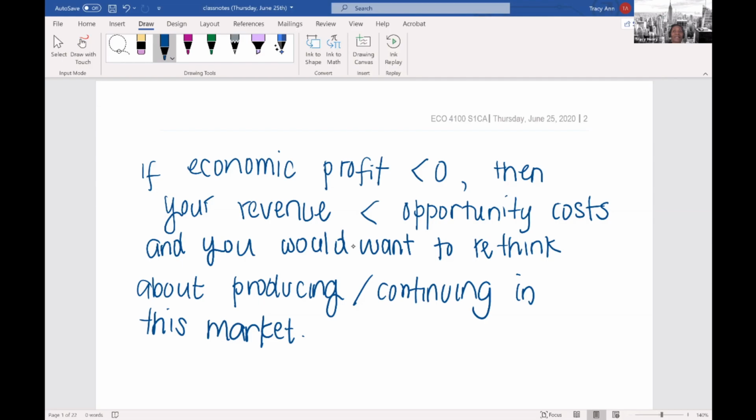But the point that I want to make is that because your revenue is less than your opportunity cost, this is not something that you want to persist. It's not sustainable, it's not something you want to continue with into oblivion. Because you went into the business to maximize profit, so that means you went into this business foregoing other opportunities because you want to maximize your profit.